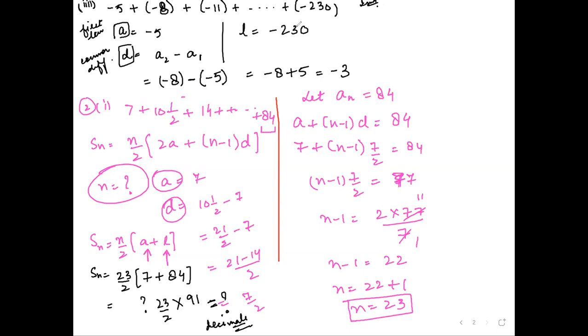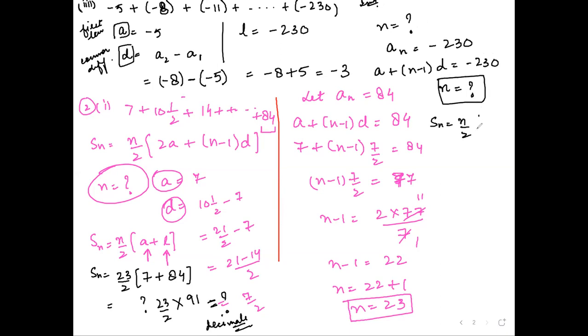So the question is exactly the same. The first thing is that you don't know what N is, right? So you will take your nth term to be minus 230. Let your an be minus 230. So you will use the formula a plus n minus 1 into d is equal to minus 230. Put the values of a and d and find n from here. After finding n, use the same formula, n by 2, a plus l. Then you can find your sum. I'm not doing it, leaving it for you. Please note it down if you wish. Now come to the third question.